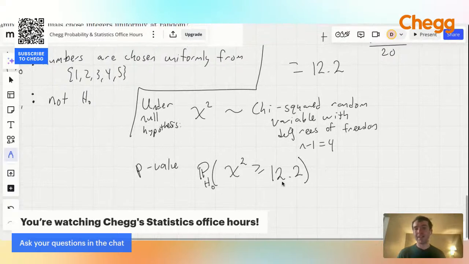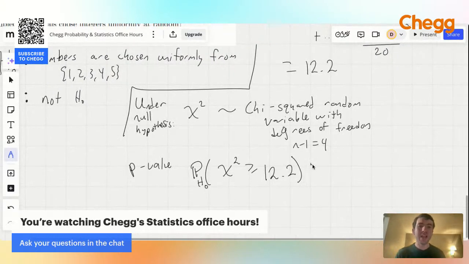So this is what the p-value is. In this case, we either look this up from a table, or there are CDF calculators for chi-squared, like Wolfram Alpha, wherever you get your chi-squared content. And the one that I wrote down earlier, I got 0.0159.